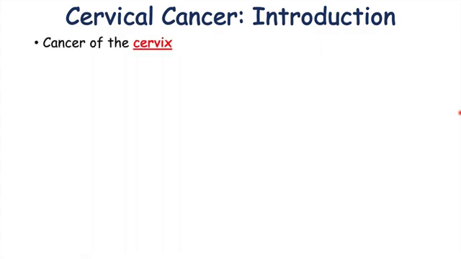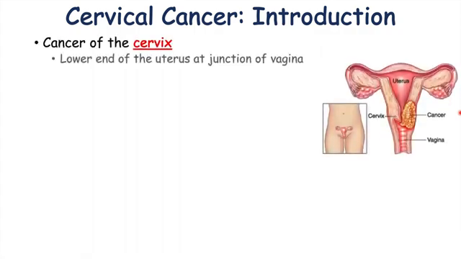Cervical cancer is cancer of the cervix, and the cervix is actually the lower end of the uterus at the junction of the vagina. So here is the cervix, and you can see that there is a cancer growing here, and it can spread into surrounding structures, leading to particular signs and symptoms and other findings we're going to talk about later on in this lesson.